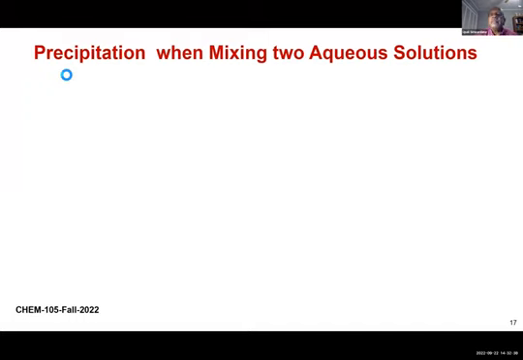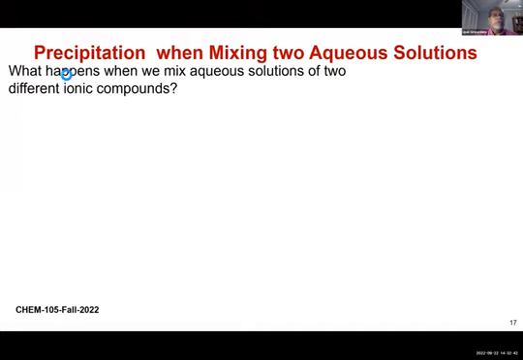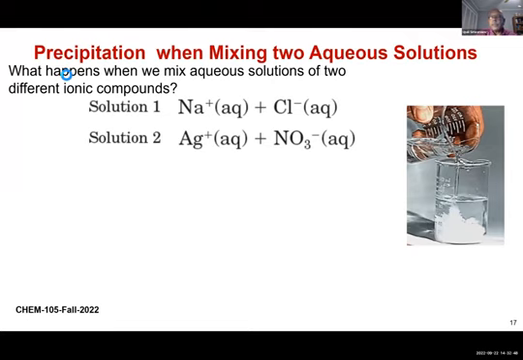When precipitation occurs, what happens when we mix two different ionic compounds? For example, when the ionic compound sodium chloride is dissolved, you get solvated ions. We talked about this. Silver nitrate is a soluble salt. It dissolves. This is silver nitrate. This beaker is sodium chloride. This is the precipitate. When you add these two, they form a precipitate.